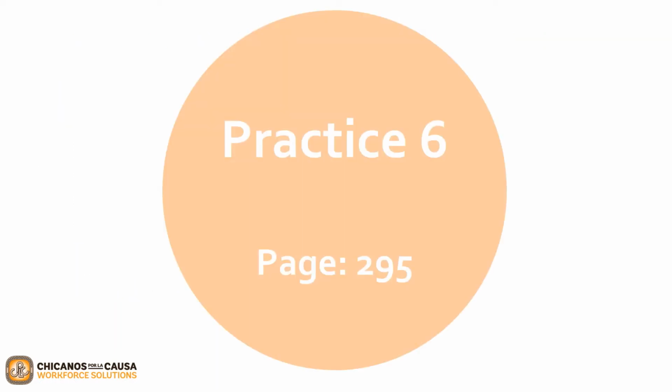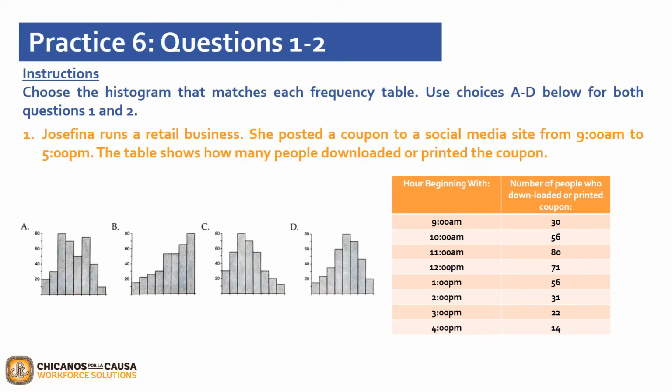Let's move on to practice 6, found on page 295. Pause the video and choose the histogram that matches each frequency table. Use choices A through D below for both questions 1 and 2. Once you've solved for these two questions, go ahead and click play so that we can review them together.